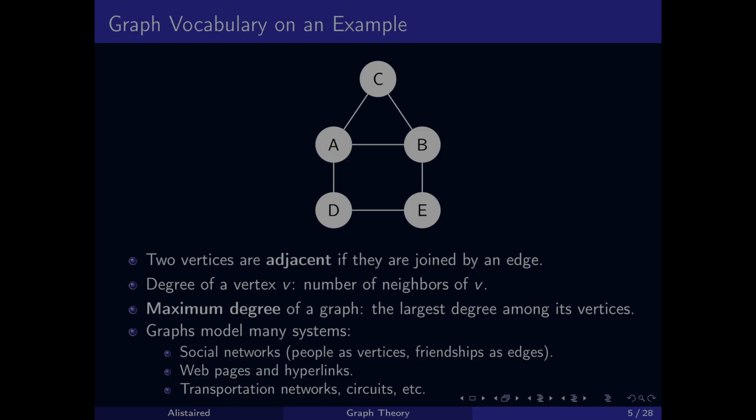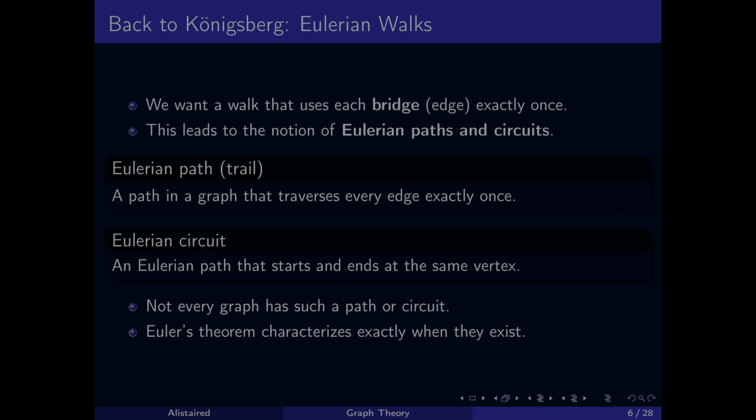Now, graphs are very important because any system or data structure that contains connections can be, and usually is, modeled by a graph, whether it's social networks, web pages, transportation networks, or circuits. Even in video games we use graphs to model maps of 2D and sometimes even 3D video games. Graphs are very important. Now, back to Königsberg.